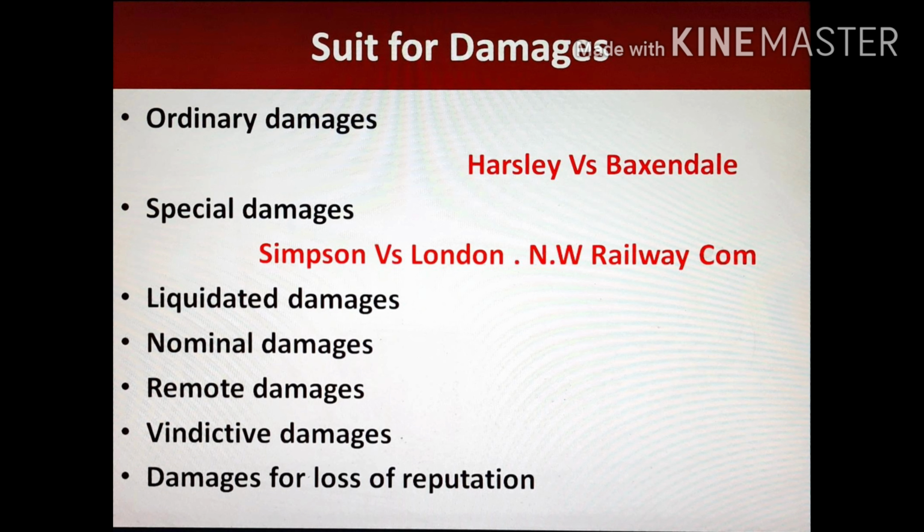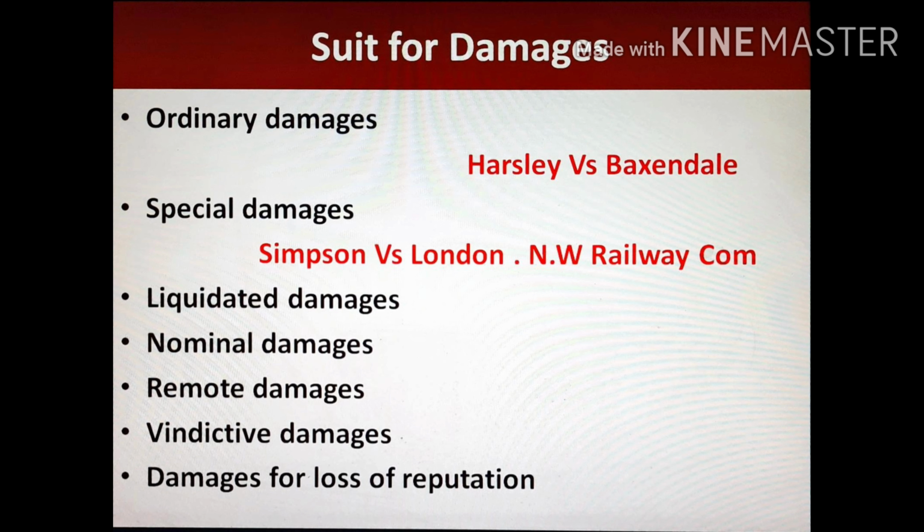Second, special damages. Damages which are very much warranted in advance are called special damages. That means one party or either of the parties communicates that any revocation in contract, or especially any delay in performance of contract, leads to damages or losses. So they are intimated in advance. It is called special damages.